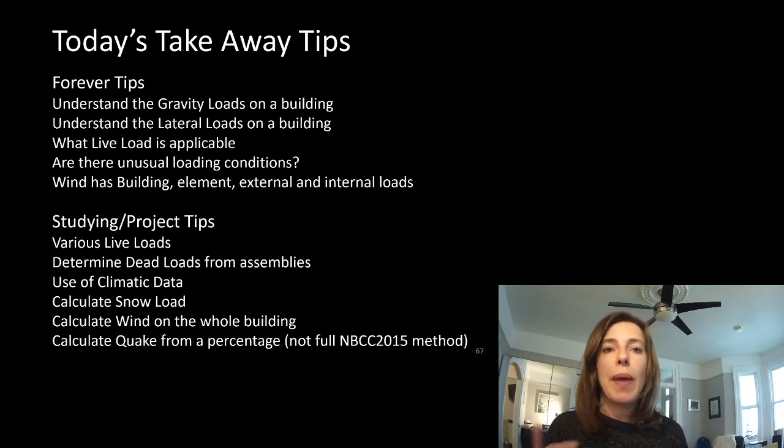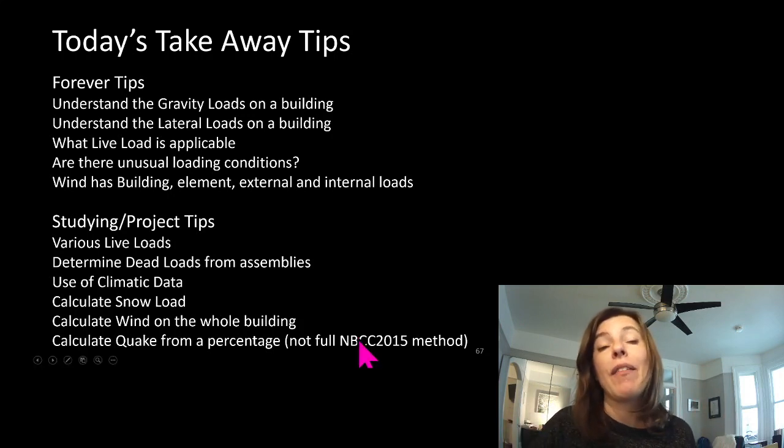Next week, we'll expand on loads and talk about combining loads, how we figure out what the total loads are by applying our factors to it. So we're getting close to some answers. So I'll talk to you guys next week.